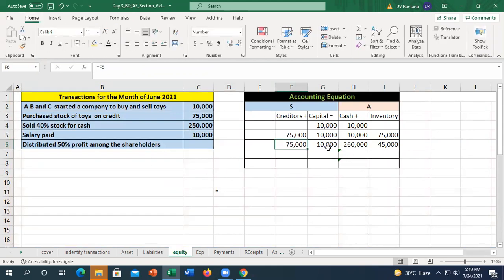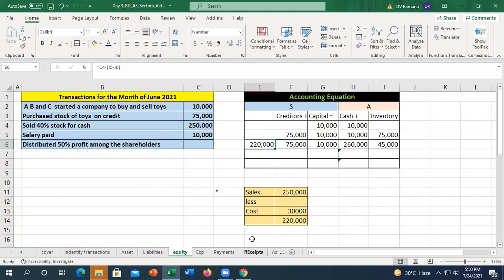But if you can see, the stock has been sold for a profit. So sales to the extent of 250, the corresponding value of the stock is 30,000. So there is a profit of 220,000. We can derive the profit as sales minus cost, or it can also be derived as assets minus the corresponding sources as on that date.